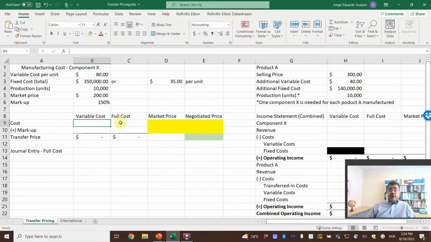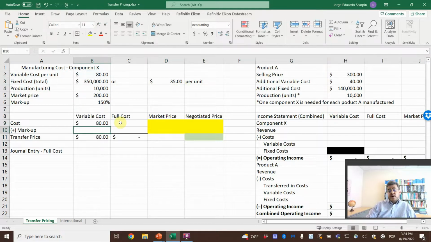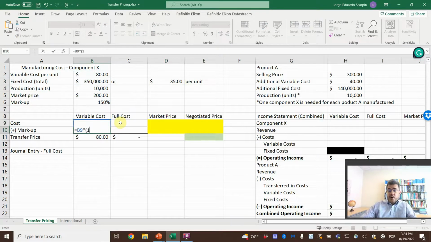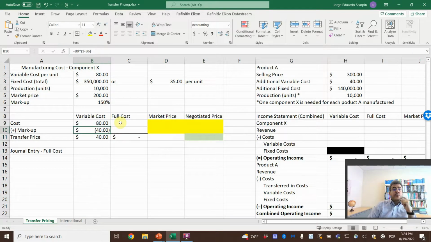So, okay, how do we find it? The total cost for variable cost is only the variable cost. The markup: cost times 1 plus the markup. So, whoops.